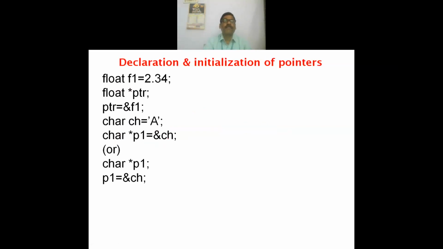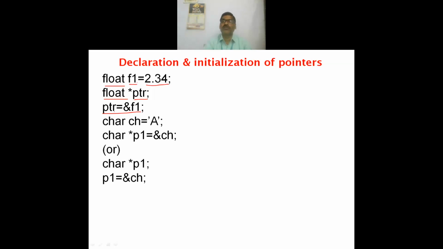Another important declaration and initialization of a pointer is in this example. We are declaring a float variable, float f1, whose value is 2.34, and then we are declaring a pointer, float *ptr. Now ptr is a pointer which is of type float. Then we are assigning the address: ptr is equal to ampersand f1. So we are storing the address of this float variable into ptr.